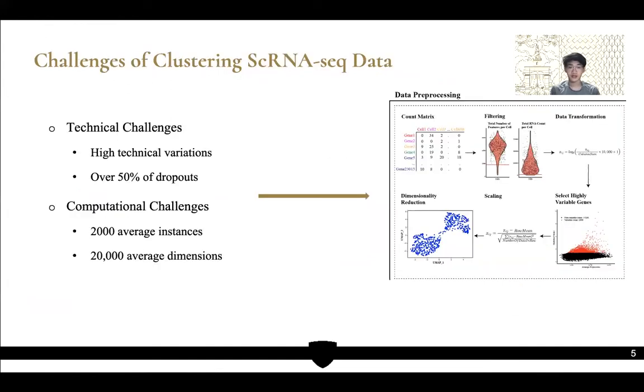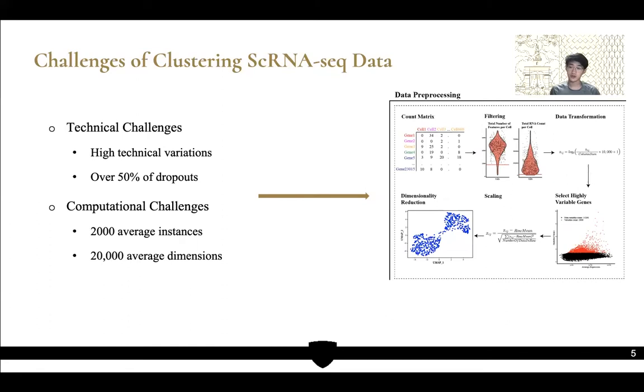Here are several challenges of clustering scRNA-seq data because of the complexity of single-cell RNA sequence technology. The first is the technical challenge. We have high technical variations with over 50% dropouts, which correspond to the zero-inflated values in our datasets. And then we have our computational challenge. We have an average of 2,000 instances with 20,000 average dimensionalities.